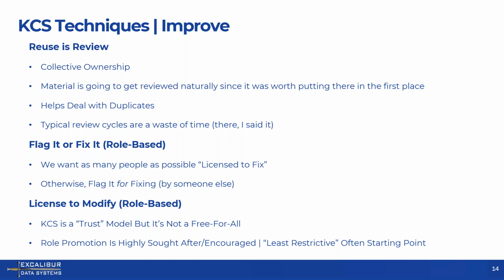Then finally, in the solve loop, we have the technique of improve. All right. In the previous webinar, we talked about some typical knowledge practices that aren't very effective. One of them is what I like to call the grand knowledge review, where we schedule knowledge articles to be reviewed on a periodic basis, whether or not they are valuable or they've been used is a whole other story. So what KCS espouses is that the reuse of the articles is the review process. Material is just going to naturally get reviewed because it was, like we said, worth putting there in the first place. So it has value at some level.